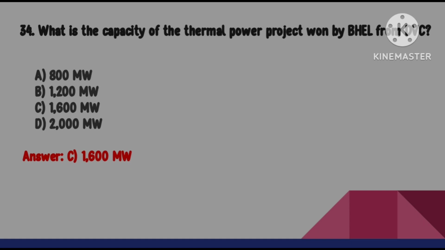BHEL from DVC? Option A, 800 megawatts. Option B, 1200 megawatts.